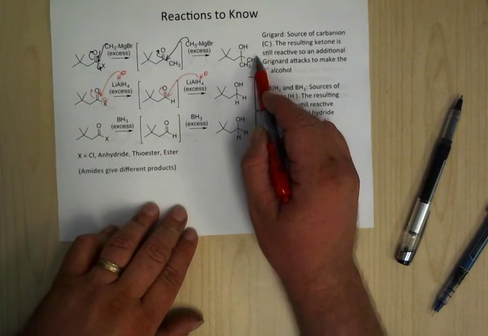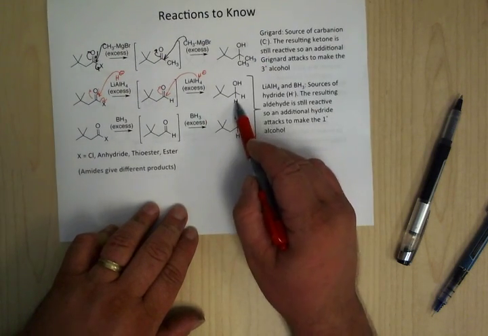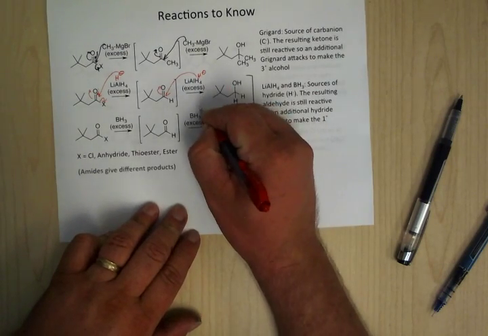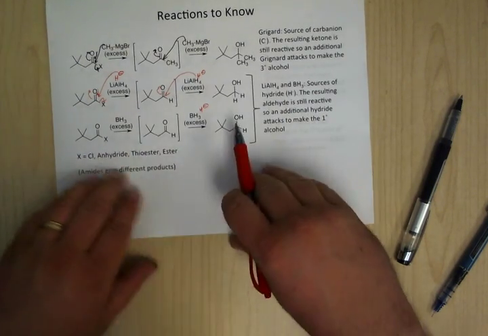So here you had 2 carbon groups. Here you had 2 hydrogen groups. But essentially it's the same thing. Borane is just another source of this. Now amides give a different result.